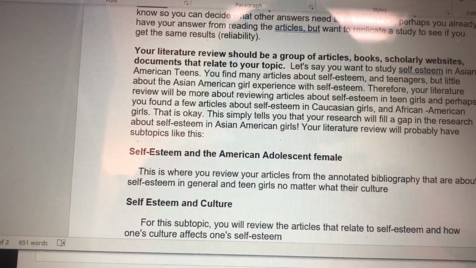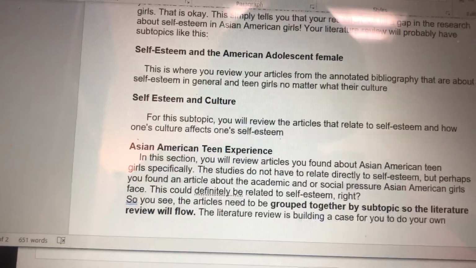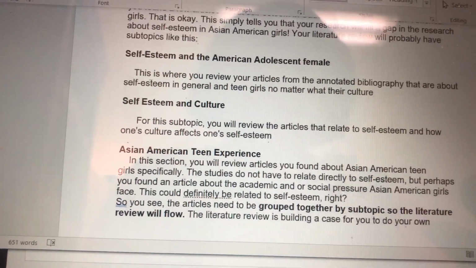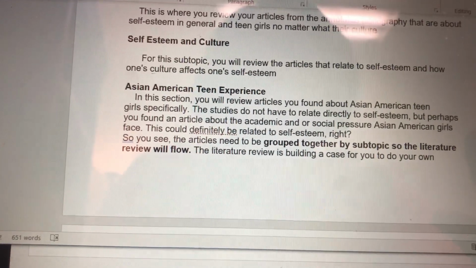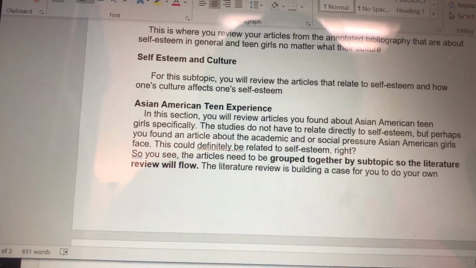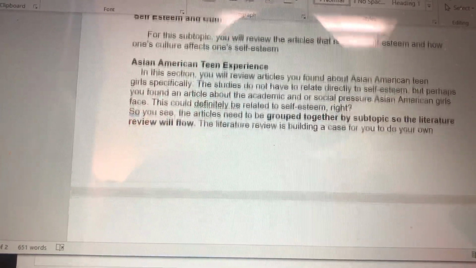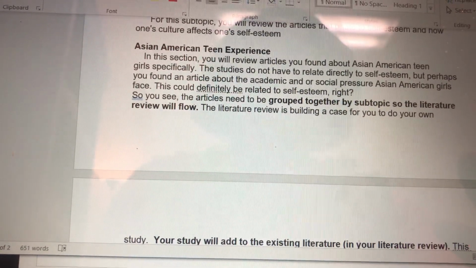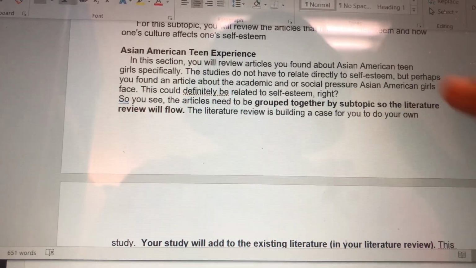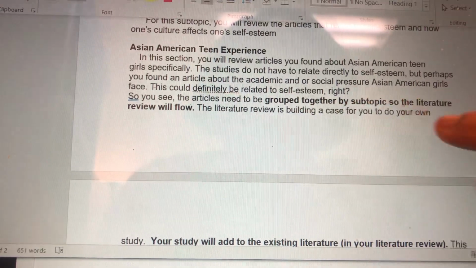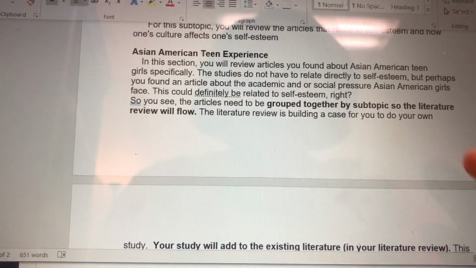So your literature review will probably have some subtopics like this: self-esteem and the American adolescent female, self-esteem and culture. Maybe not specifically Asian American culture, but maybe all cultures, but maybe that topic's in there. Asian American teen experience, which might be quite unique compared to other teenager experiences. So you see the articles need to be grouped together by subtopics so the literature review will flow.